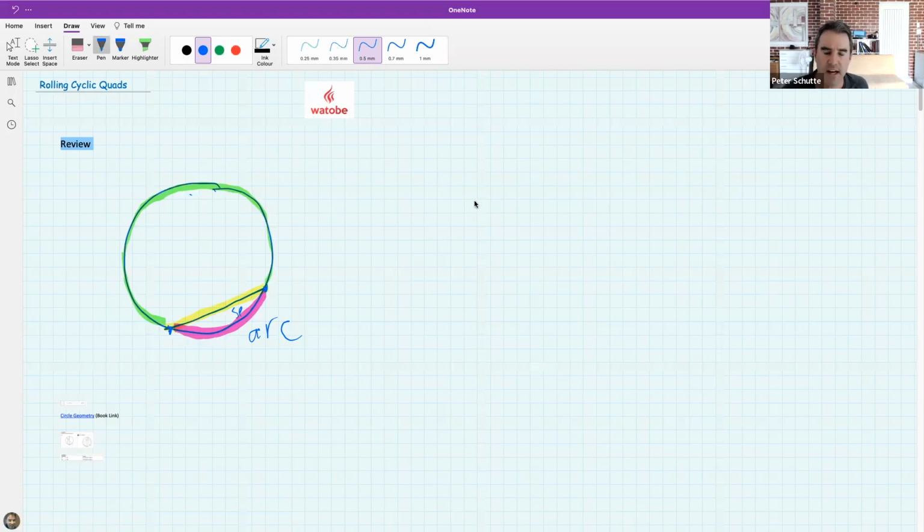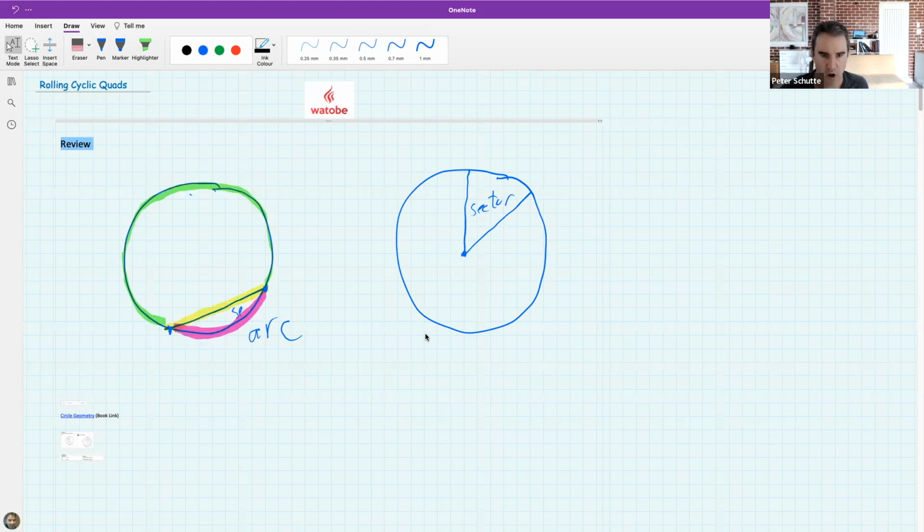Now in the chat, there was a conversation a little bit about what a sector is. A sector is not as commonly mentioned as the segment is, but a sector is basically the area enclosed by two radii and the circumference. So you also get a minor sector and a major sector, but it's slightly different. It's like the pizza slice. Okay. All right, so that is our little bit of revision today.